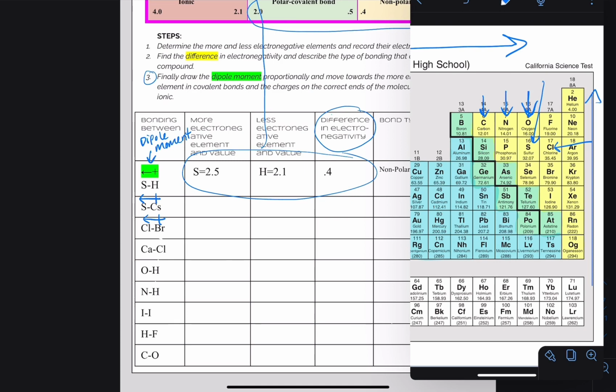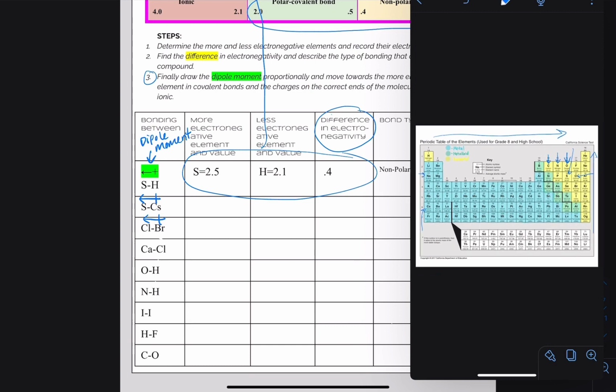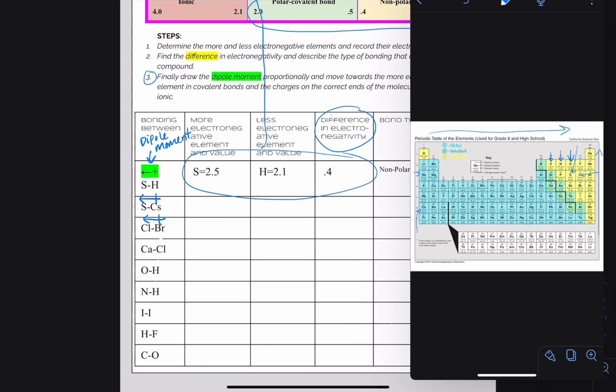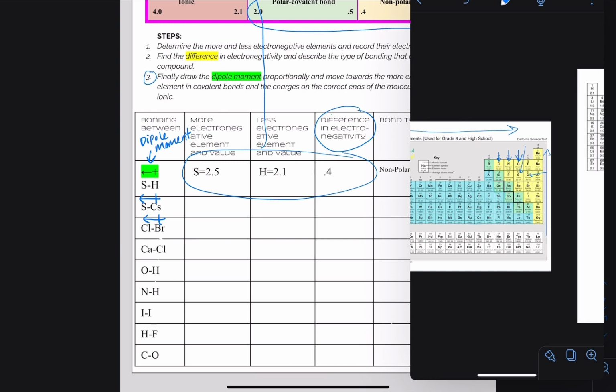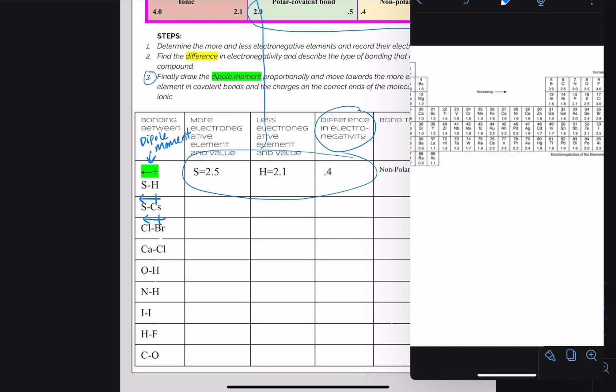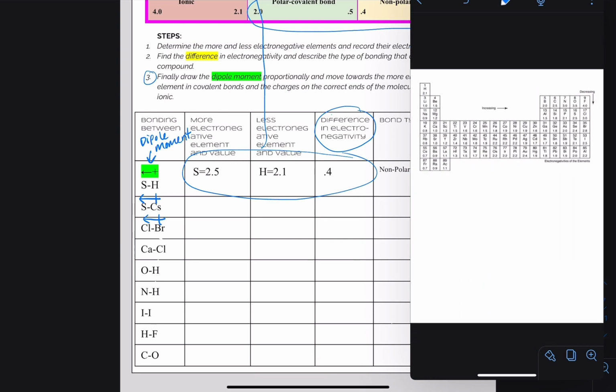And one other thing I forgot to mention is, to figure out the difference in electronegativity, you're going to need this chart. This chart I put on Canvas for you. You should have it in your paper journal, but in case you don't, it's on Canvas. That's what you're going to be using to calculate those differences in electronegativities.